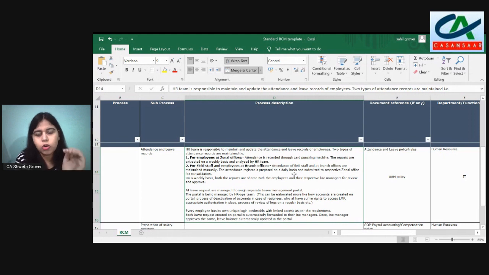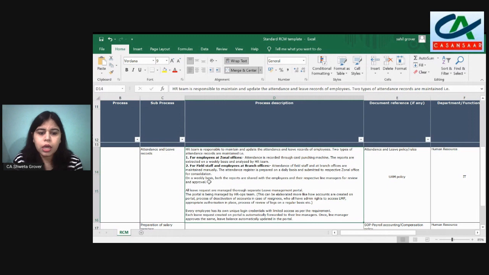This is how you mention the risk. You don't need to mention the already drafted risks for payroll management or attendance management, like ghost employees and all those things. That would be paperwork only. You need to mention the risk which is relevant to that particular process. That is why this process description is very important.